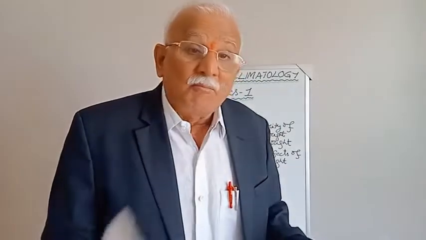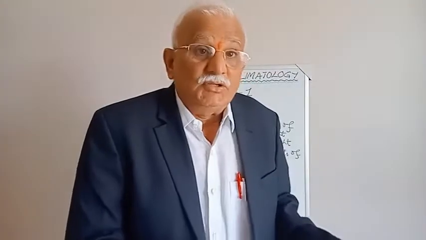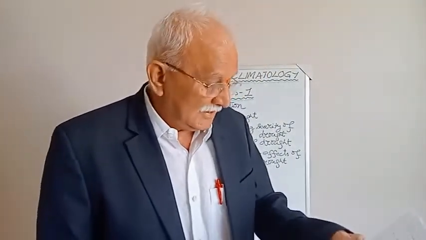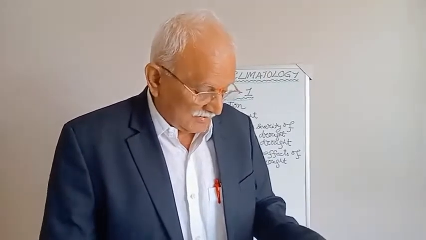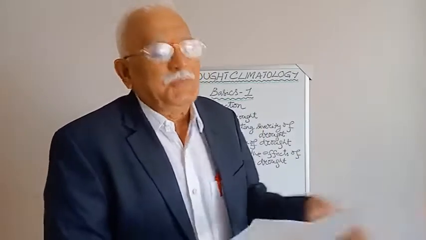Second thing is the migration of the people from drought-affected area to other areas. So this is what we call the socio-economic drought. And there is one drought called the permanent drought. What is the permanent drought? Areas which are prone to drought where human population goes.